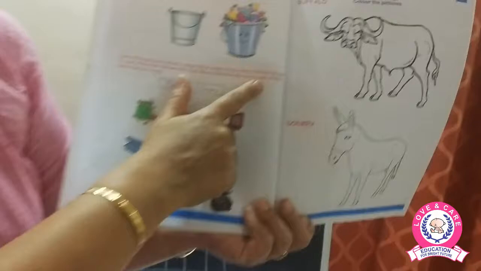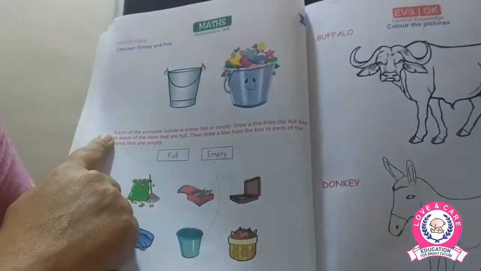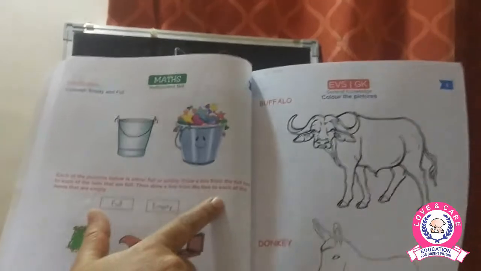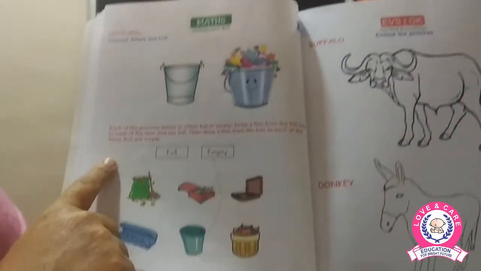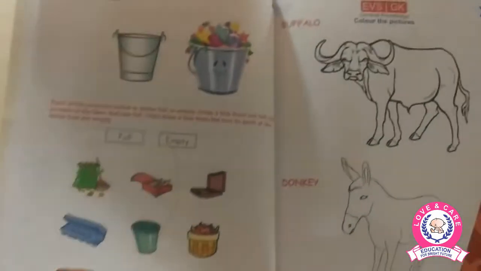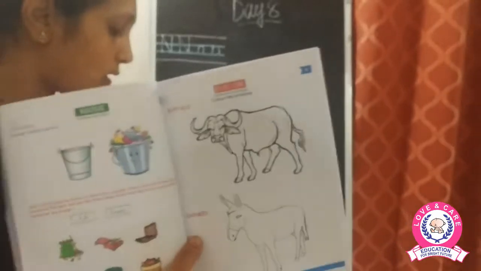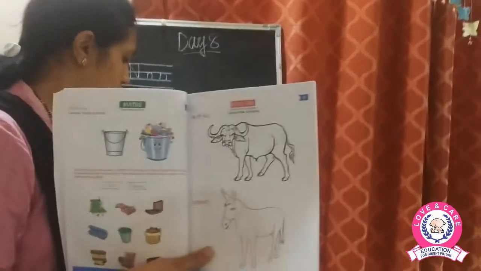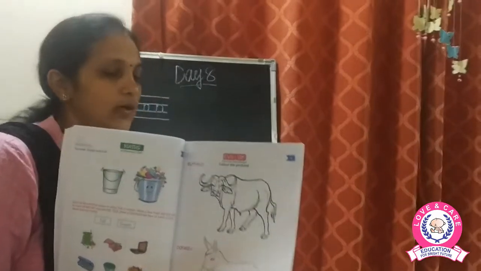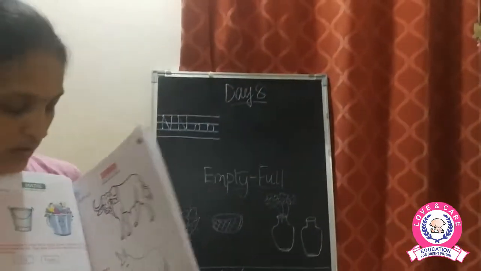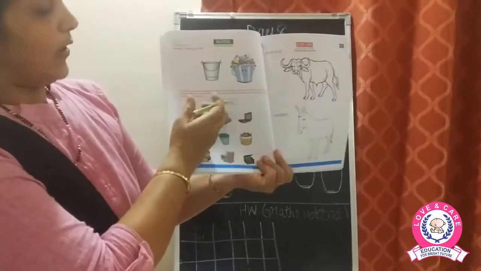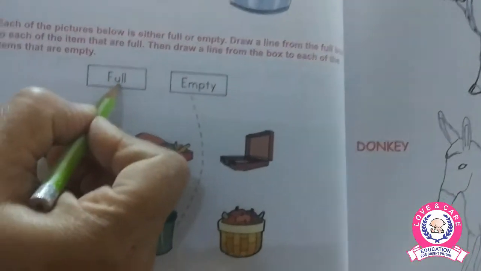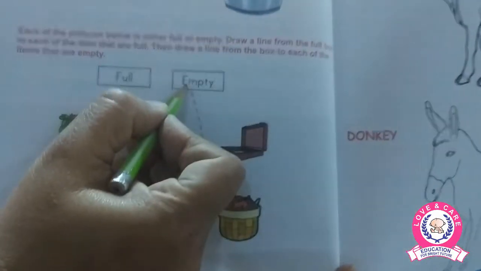Draw a line from the full box to each of the items that are full and then draw a line from the box to each of the items that are empty. So आपने क्या करना है, आपने जो empty है उसे empty word तक लेके जाना है and जो full things है that you have to bring till the word full. तो now full is F-U-L-L means full. Yeah, just remember it starts with the letter F or empty starts with the letter E.